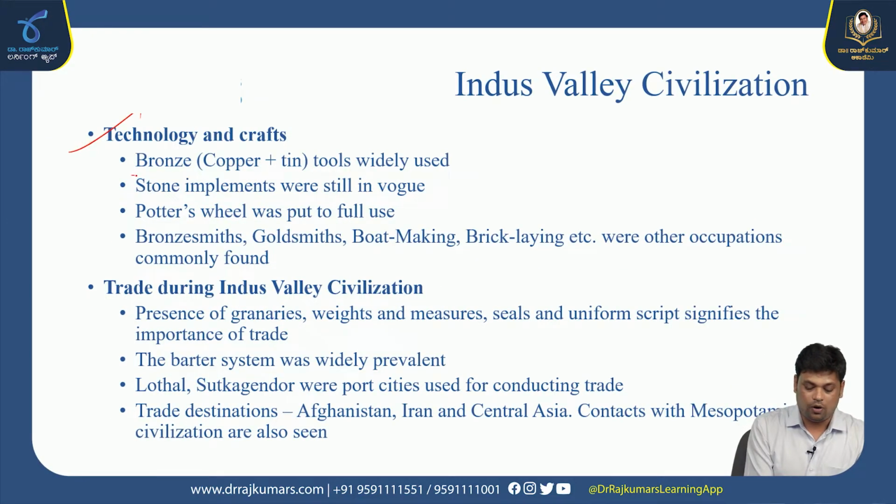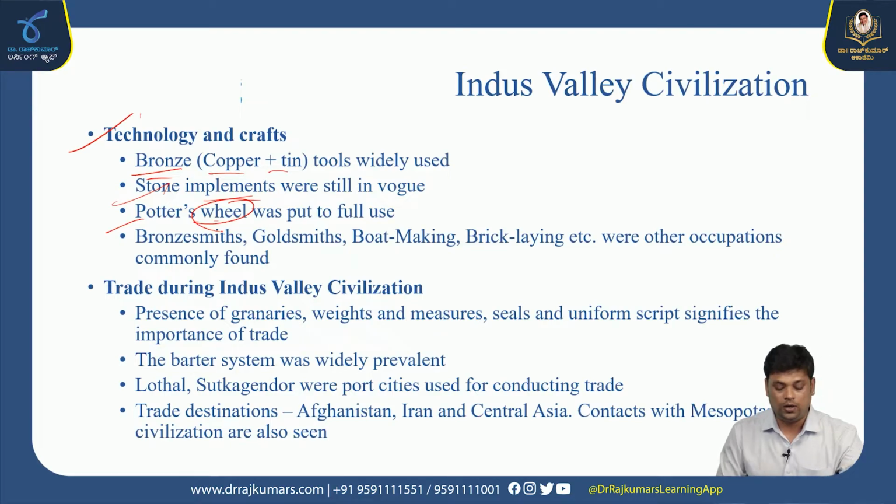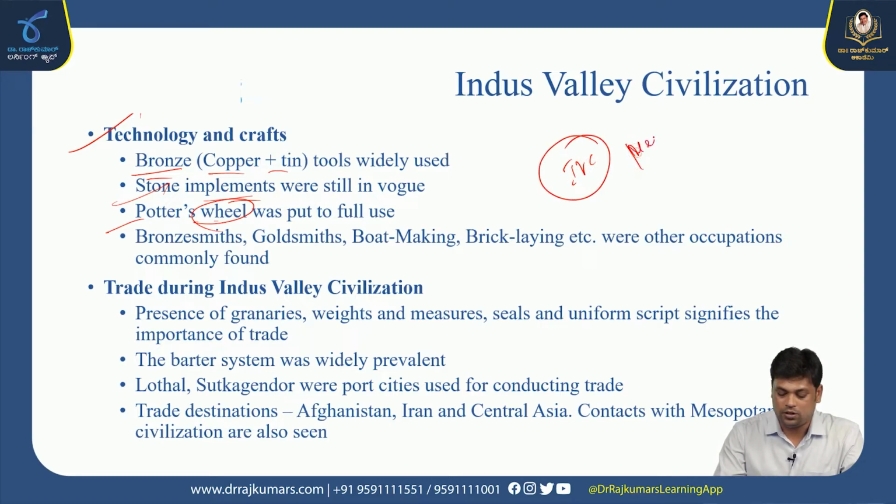Technology and crafts: bronze was used, as I told you, a mixing of copper and tin. Stone implements were still in vogue, they used those as well. Wheel pottery making. Apart from that, bronze smiths, goldsmiths, boat makers, bricklayers, all these people were witnessed, and these occupations were commonly found in that region, because Indus Valley civilization was dominated by the merchants, not by the priests.